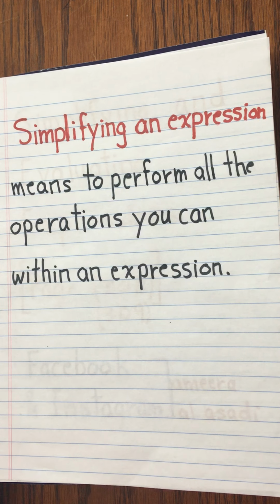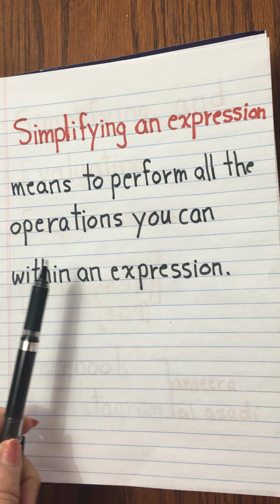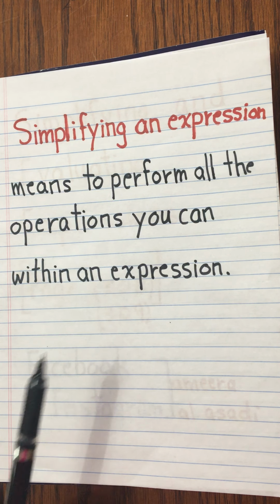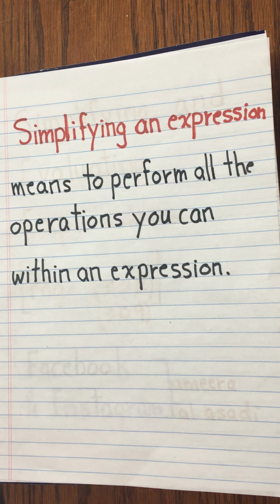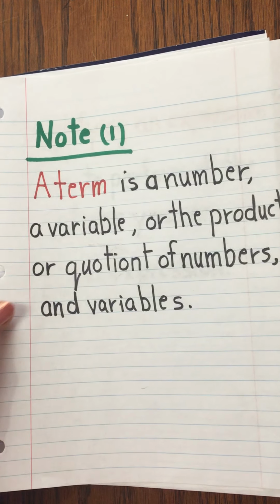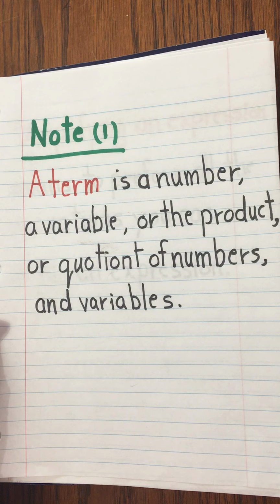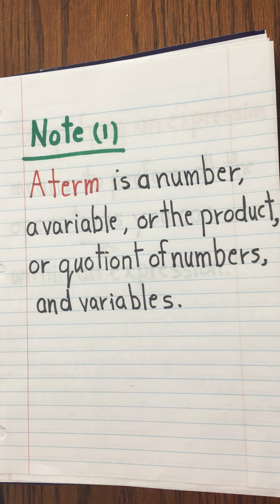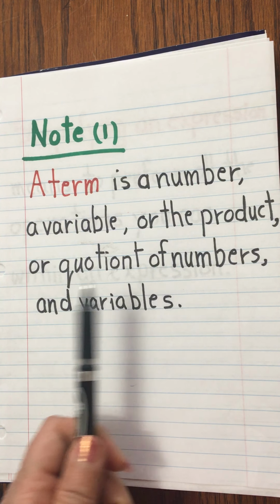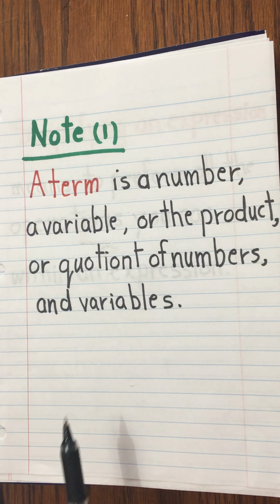Simplifying an expression means to perform all the operations you can within an expression. Note 1. A term is a number, a variable, or the product or quotient of numbers and variables.